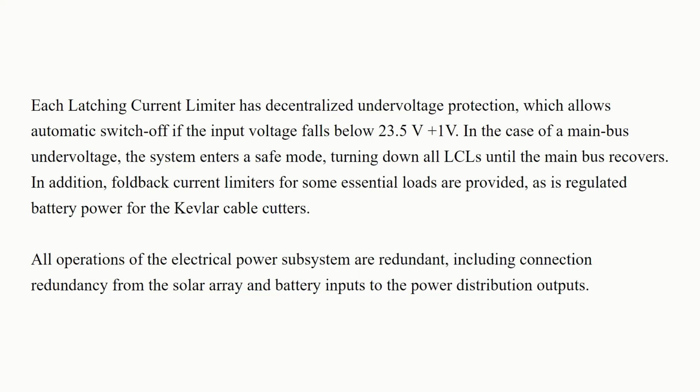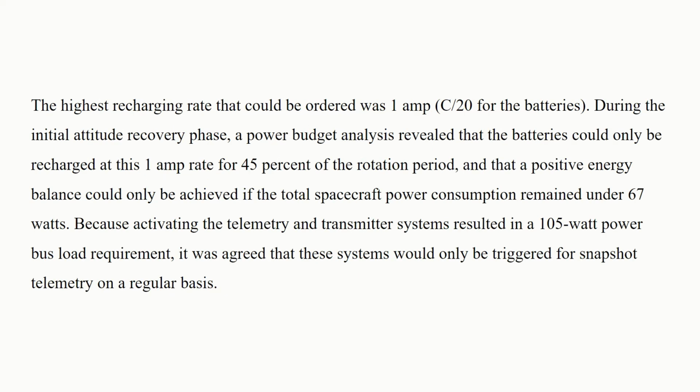All operations of the electrical power subsystem are redundant, including connection redundancy from the solar array and battery inputs to the power distribution outputs. The highest recharging rate that could be ordered is 1 amp or C per 20 for the batteries. During the initial attitude recovery phase, a power budget analysis revealed that the batteries could only be recharged at this 1 amp rate for 45% of the rotation period.